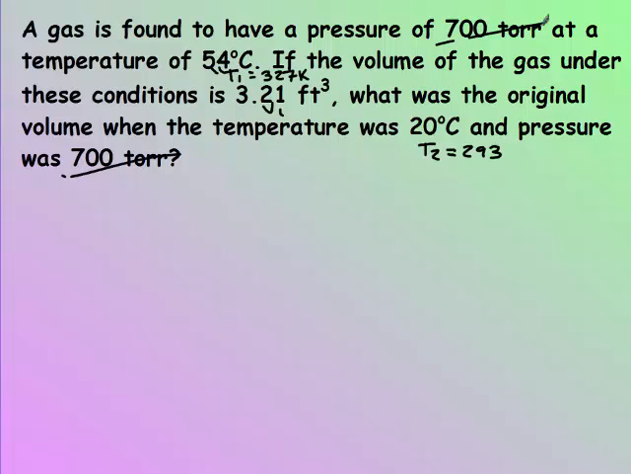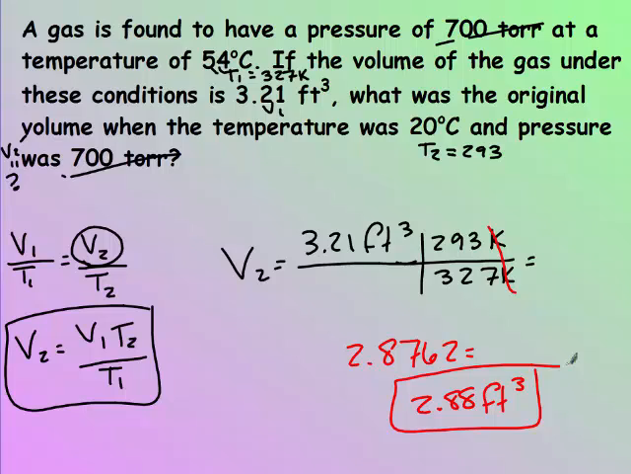So in this problem, notice that the 2 cancel out because they're both 700, so I can ignore that. Charles's law was, remember, if you increase volume, you increase temperature, or vice versa, as long as pressure is held constant. Your temperatures, you should have got 327 and 293, and that's our V1. Go ahead and write your equation, rearrange it, and solve. Restart when you've got the answer. So solving that out, you should have gotten 2.88 feet cubed.